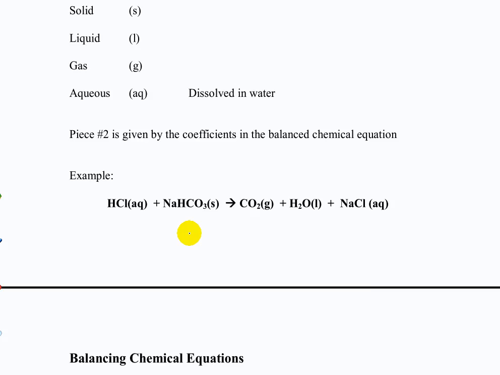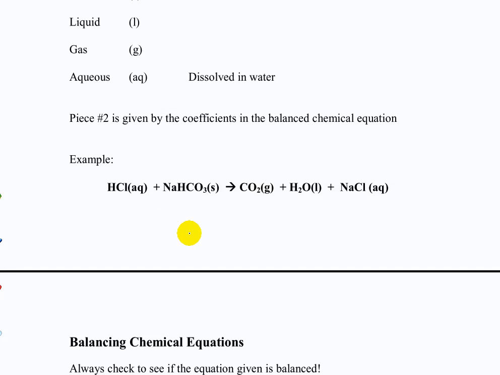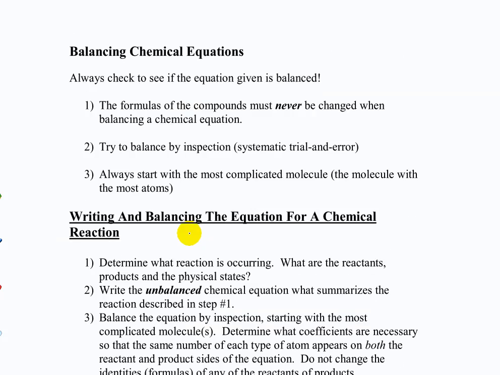Because we won't always say in a question, make sure you balance this equation first, then solve this problem. It's assumed that you'll look at an equation, see if it needs to be balanced or not, and then do it. So anytime you look at a chemical equation, don't assume it's balanced. Do a quick check before you go on and do whatever problems you're going to do regarding that. All right?